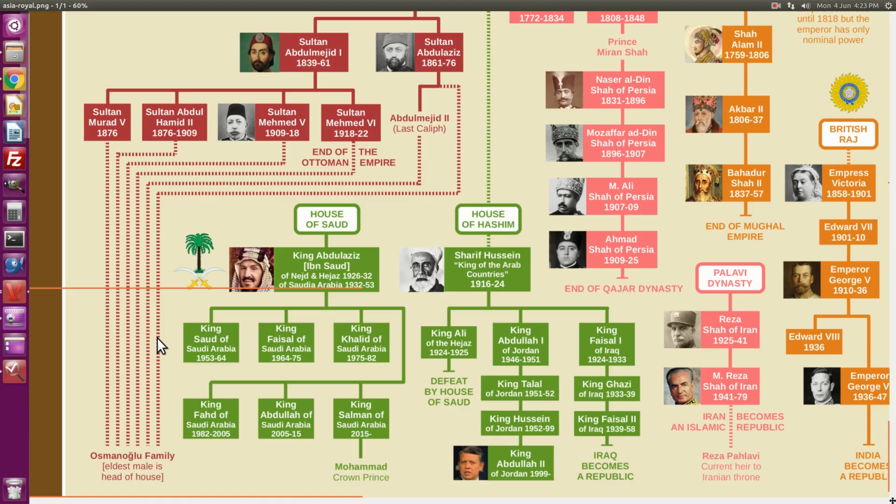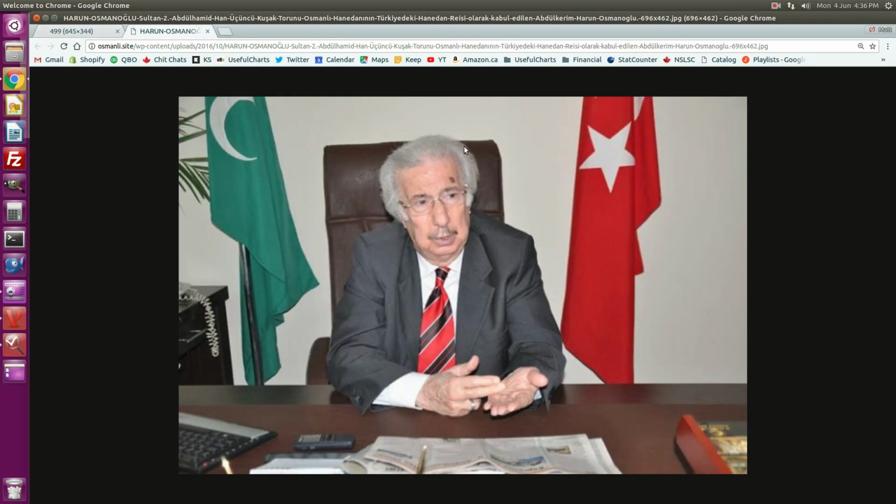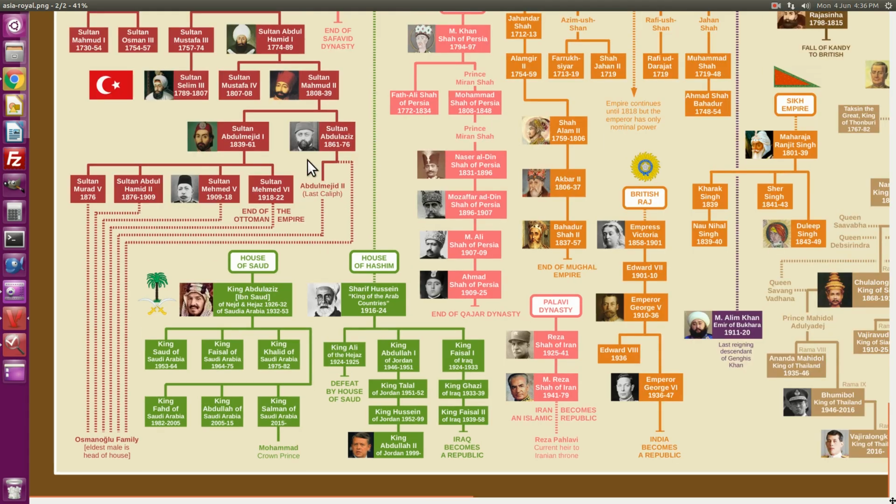So at any given time, if you want to know who the heir is, you would have to find who is the eldest male in the family, and that person would be head of the house. So the current head of the family is this individual here. Very hard to find a good picture of him, but his name is Ali Osman, and then after him would come his son, whose name is Harun, and they both belong to this particular line here. They are male line descendants of Sultan Abdul Hamid II, one of the final sultans of the Ottoman Empire.